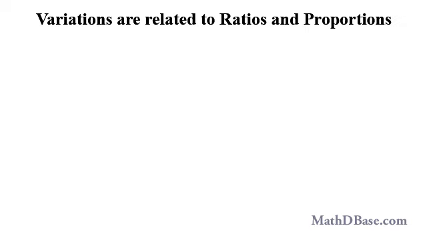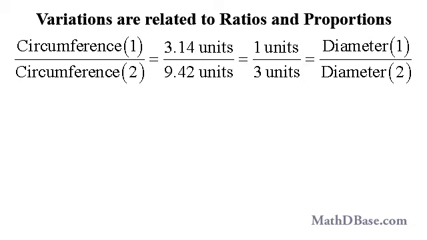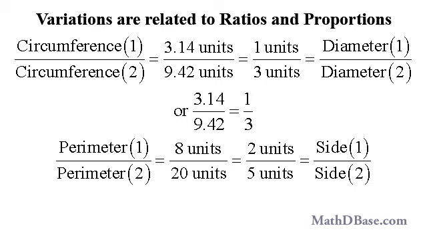These variation expressions are also called proportions, since ratios of circumference to diameter and perimeter to side can be expressed as proportions. The ratio of circumferences, 3.14 to 9.42, is equal to the ratio of diameters, 1 to 3. And the ratio of perimeters, 8 to 20, is equal to the ratio of the lengths of sides, 2 to 5.